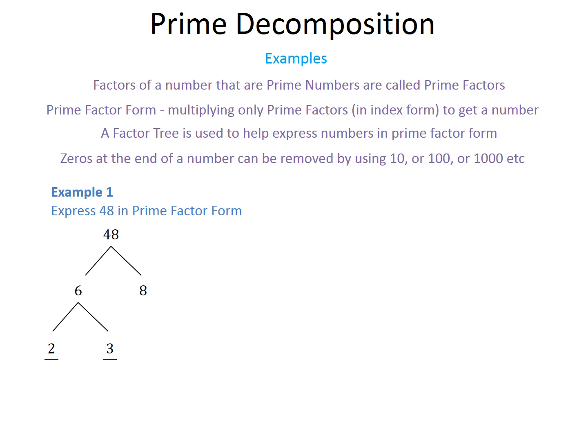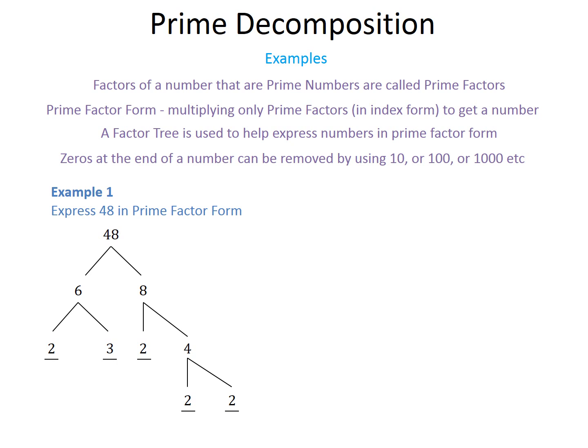Now, what about the 8? Well, the only way I can think of to get 8 is 4 times 2. So I'll split it into 4 times 2. The 2 is a prime number. Underline it. The 4 is not a prime number. How do I get 4? I have to split that into 2 times 2. They're both prime numbers. Underline them both.